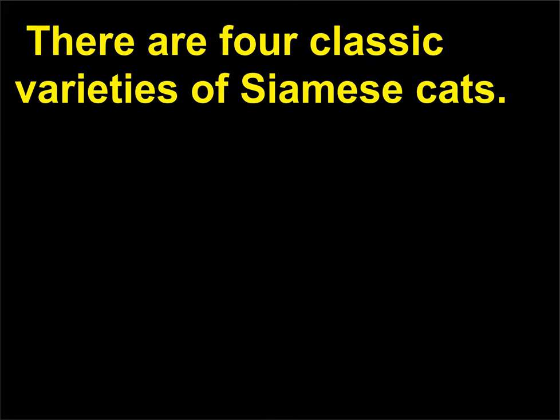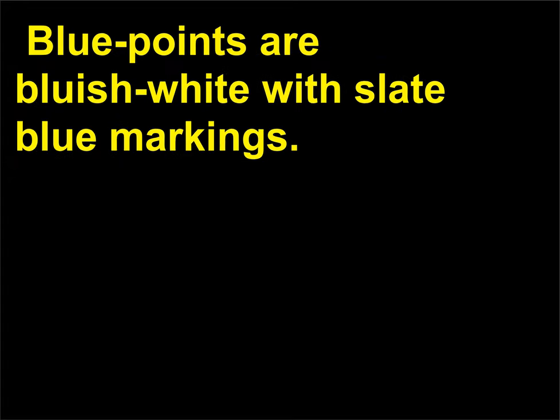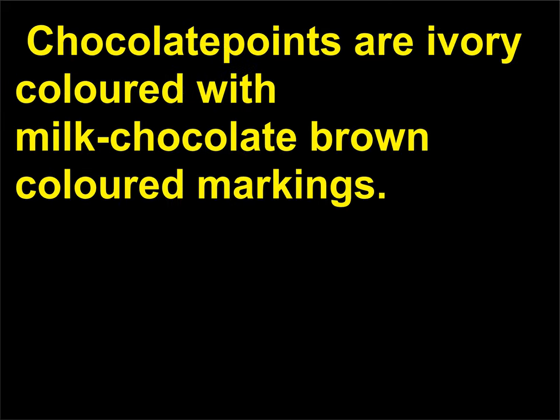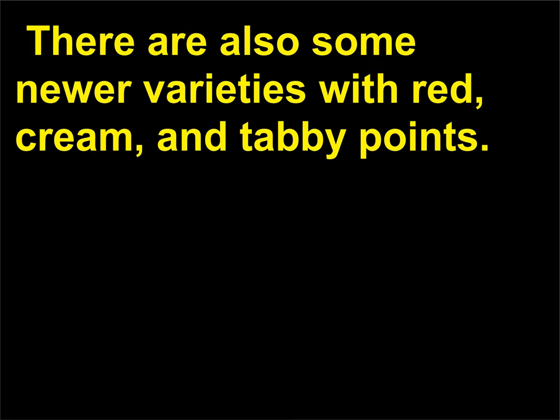There are four classic varieties of Siamese cats. Seal points have a pale fawn to cream colored coat with seal brown markings. Blue points are bluish white with slate blue markings. Chocolate points are ivory colored with milk chocolate brown colored markings. Lilac points have a white coat and pinkish gray markings. There are also some newer varieties with red, cream, and tabby points.